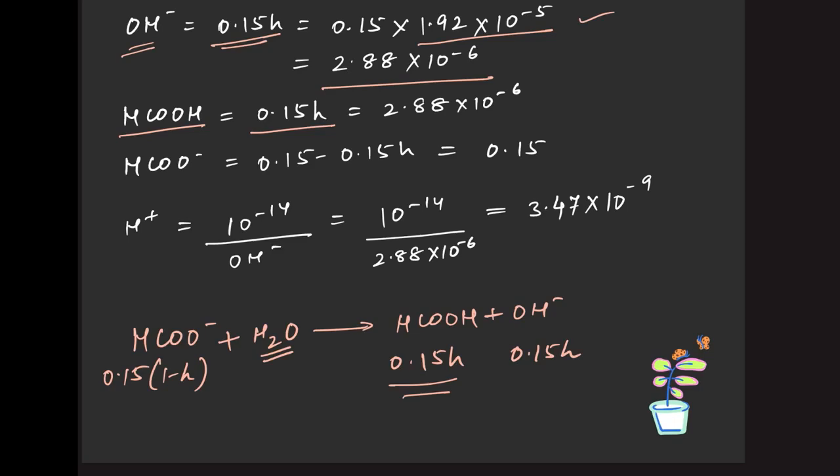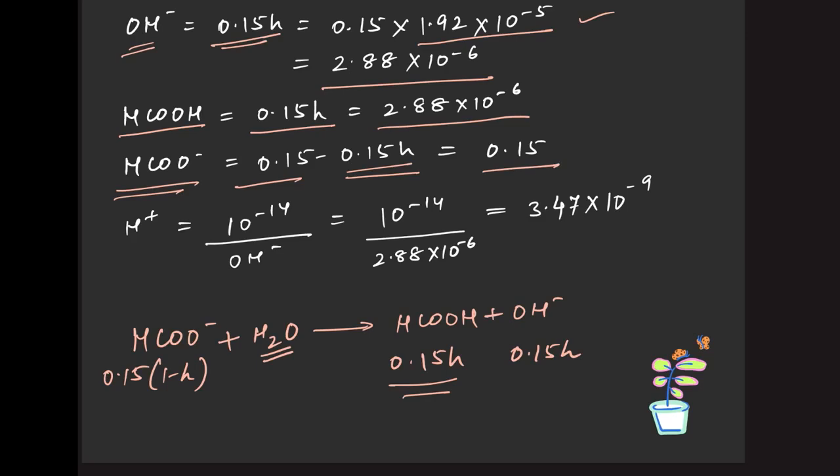So this is also equal to 2.88 into 10 to the power minus 6. Next, HCOO minus की concentration क्या है? 0.15 into 1 minus H. तो यहाँ पे ये हो जाएगा 0.15 minus 0.15 H. Value of 0.15 H is negligible, so HCOO minus concentration is almost approximately 0.15.